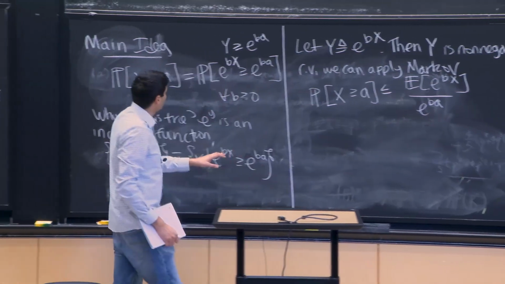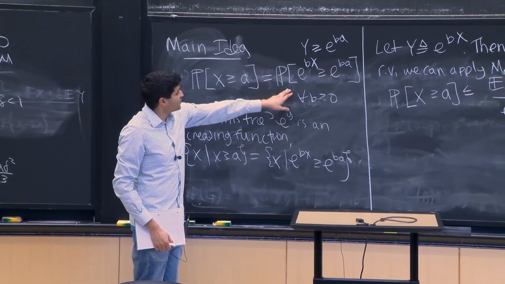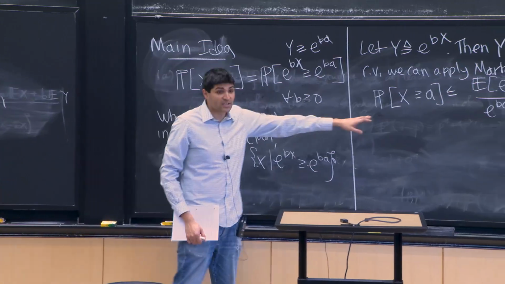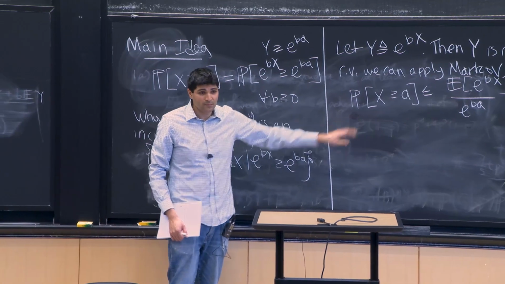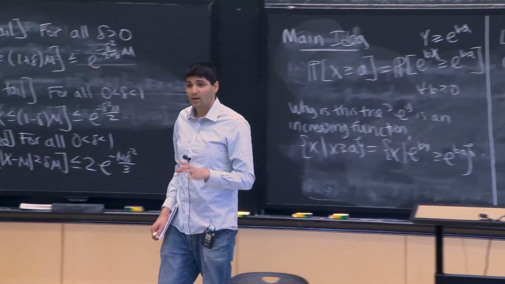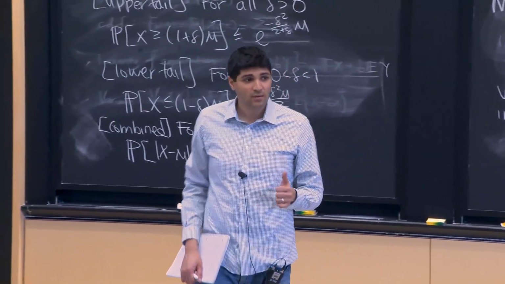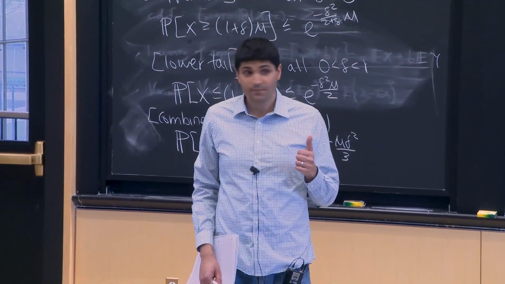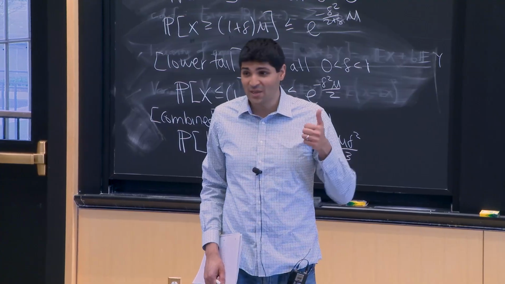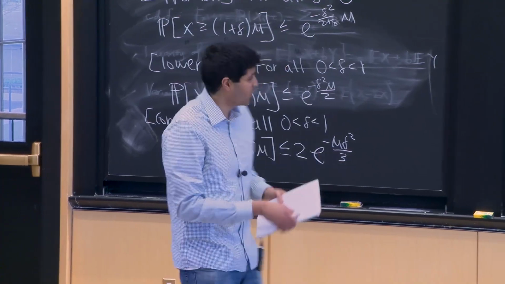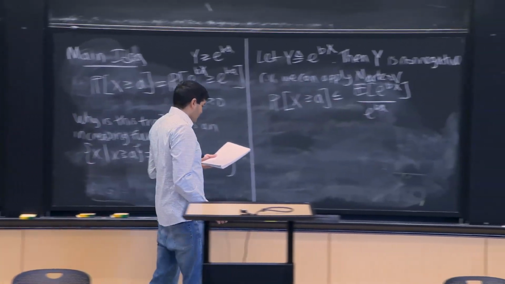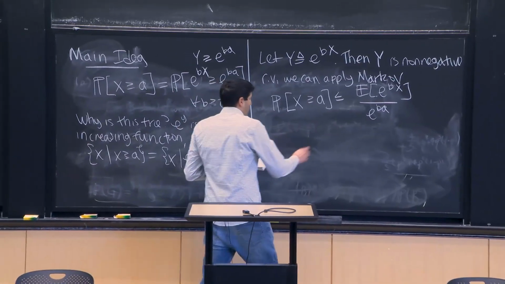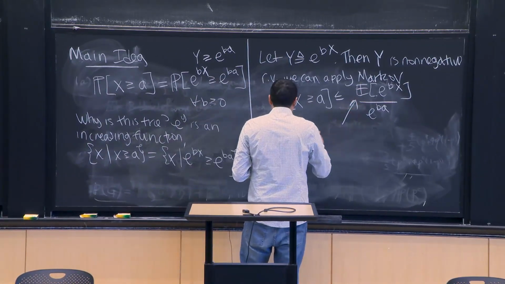And now I'm using this fact that these two probabilities are the same to replace my left-hand side with the probability x is at least a. So this is subtle, right? Does everyone follow that? Any questions? Give me a thumbs up if it makes sense. Okay, good.